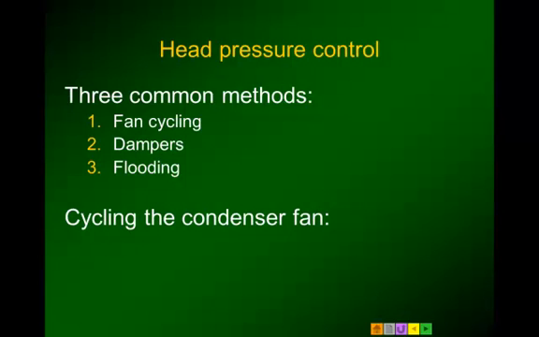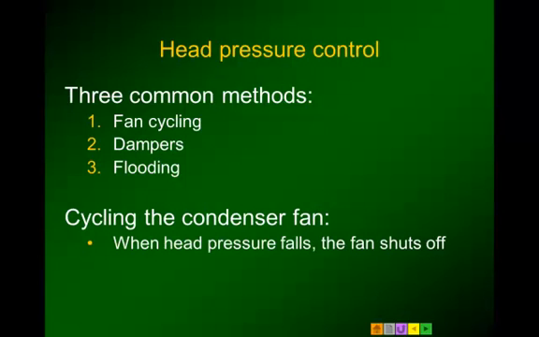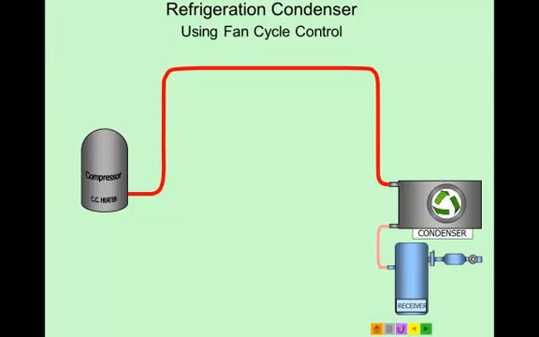Let's look at the cycling of the fan first. When the head pressure falls, the fan shuts off. So we're going to put a device on there so that when that head pressure drops, the fan will shut off. When the fan shuts off, the head pressure is going to rise and the fan is going to start again. Here we see a system using a fan cycle control as we work through this process.